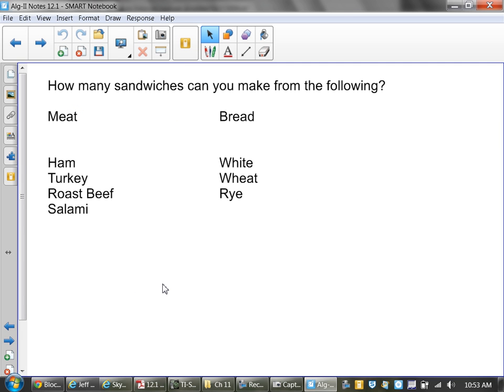How many sandwiches can you make from the following information? You've got 4 choices of meat. I know you guys are probably all hungry. 4 choices of meat and 3 choices of bread. What would you do? Why?